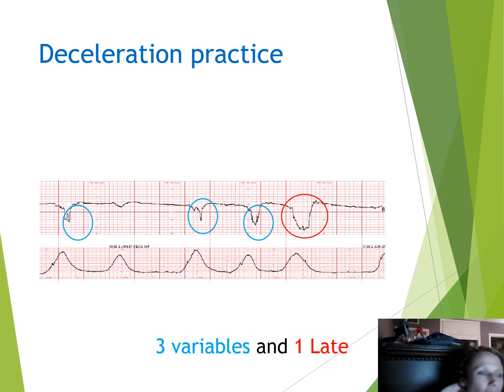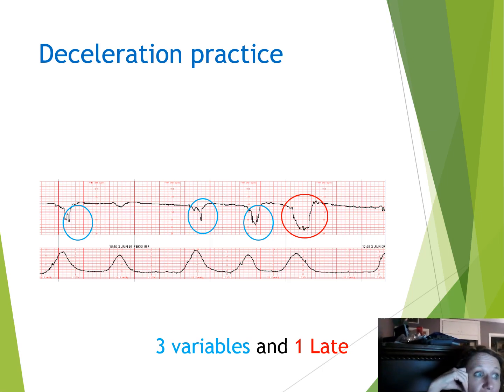Perfect. Okay, and so for this one, we would look at our baseline. So this one's really hard for me to see, but it looks like our baseline is about, say, 150. And then we'd look at our variability. So our variability is definitely minimal. We've got some really smooth parts, but overall, I would say minimal. Yeah, I would say minimal, but I really want to see that strip to make sure it's not absent. Especially, I want to see what happens afterwards. I don't love this strip.